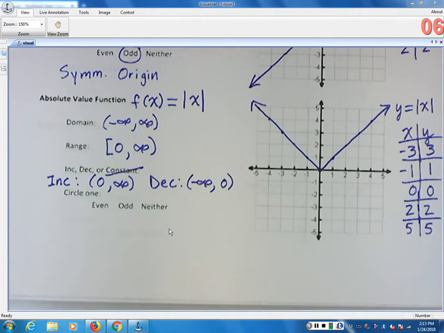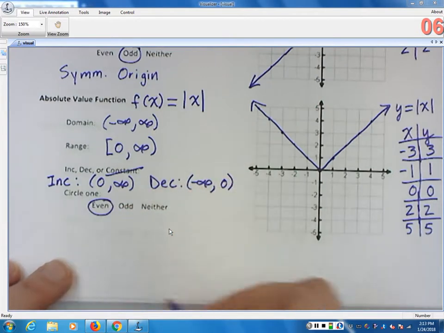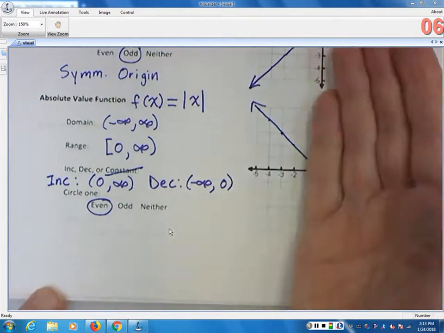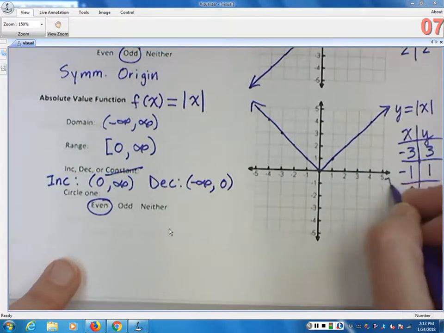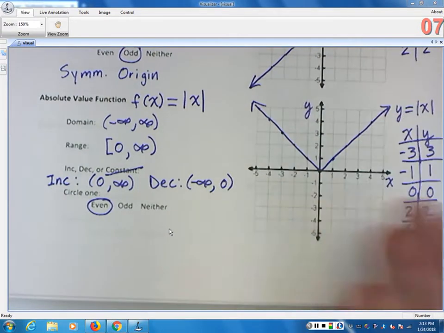Any questions? All right, and then this is an even function because it's symmetric about the y-axis. Flip it about y. You know, this is x, this is y. Flip it about y, and it lands on itself.